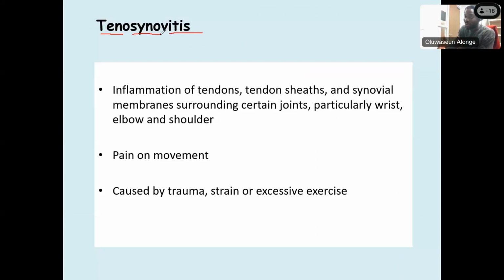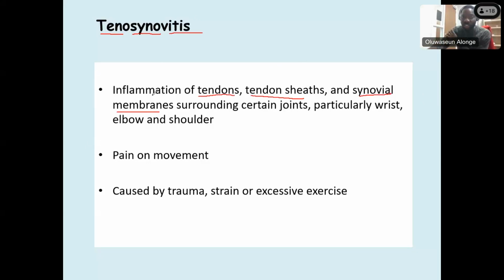Then you remember we talked about the knee joint, the shoulder joint. Those are synovial joints. All right. So when there's inflammation of the membrane of the synovial joints, that is what we call tenosynovitis. So there's inflammation of the tendon sheath and the synovial membrane surrounding certain joints, particularly the wrist, the elbow, the shoulder. That's what we call tenosynovitis.